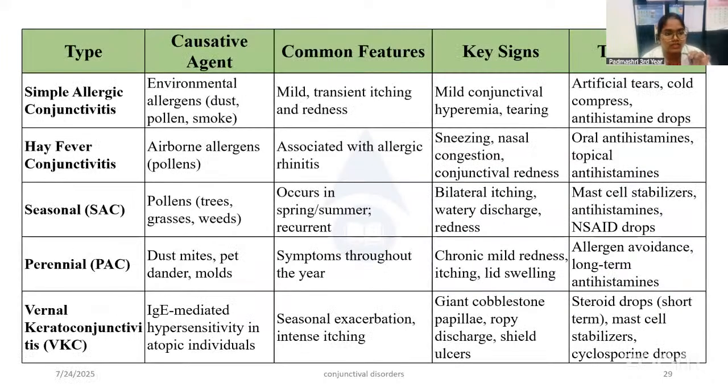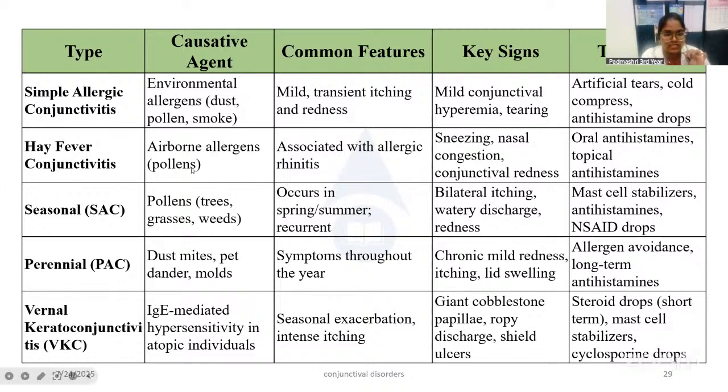So for simple allergic conjunctivitis, the causative agent is environmental allergens like dust, pollen, and smoke. Common features are mild transient itching and redness. Key signs are mild conjunctival hyperemia. Treatment: artificial tears, cold compress, and antihistamine drops.